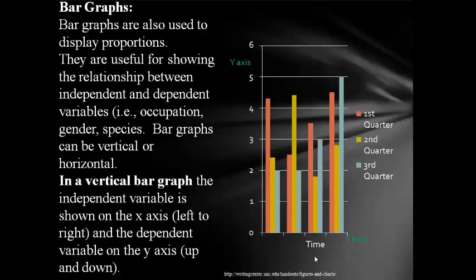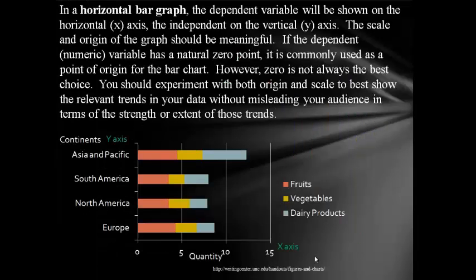In a vertical bar graph, the independent variable is shown on the x-axis, left to right, and the dependent variable on the y-axis, up and down. Make sure that your axes are properly labeled. In a horizontal one, the dependent variable will be shown on the horizontal x-axis, the independent on the vertical y-axis.